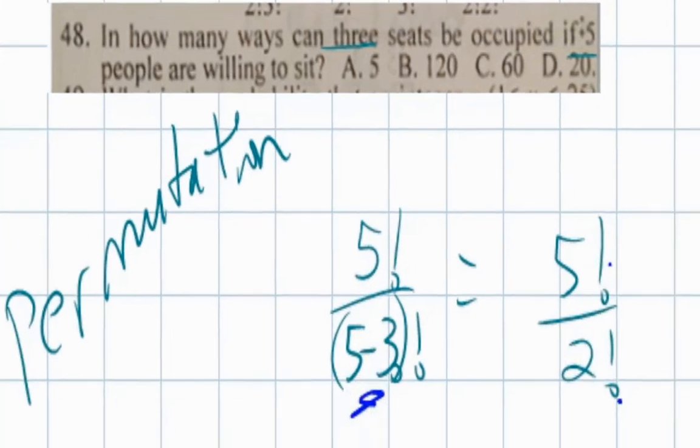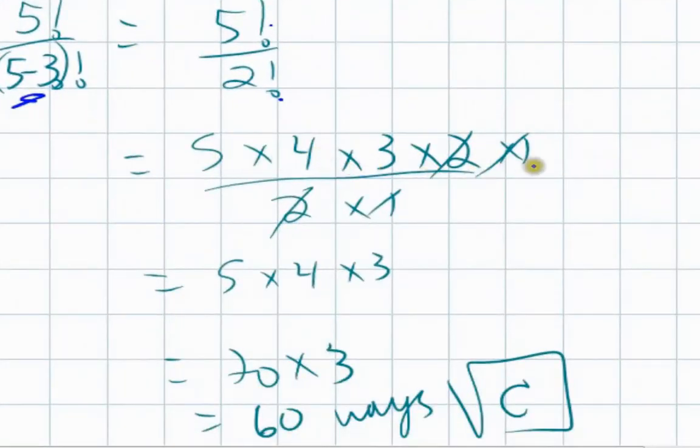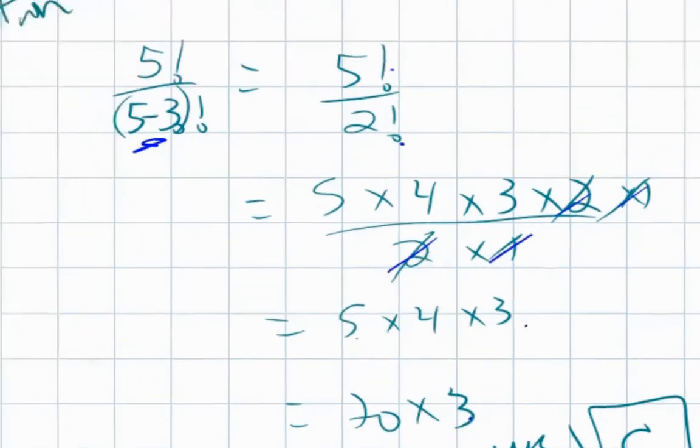And so you can write these out. 5 times 4 times 3 times 2 times 1 over 2 times 1. And then you cancel out these numbers that appear in the denominator and the numerator. And you're left with 5 times 4 times 3, which is 20 times 3, which is 60. So your final answer is C.